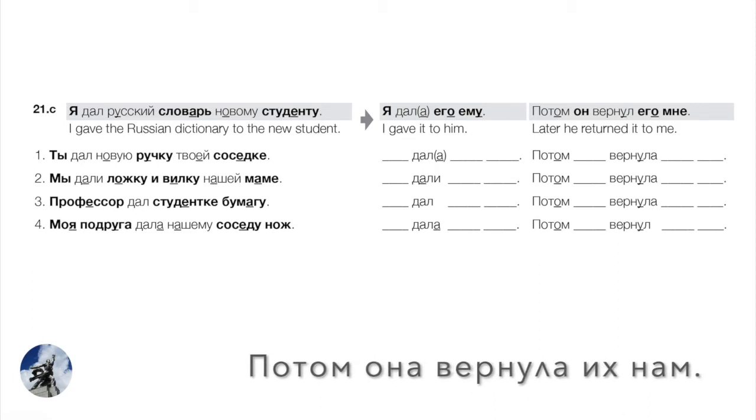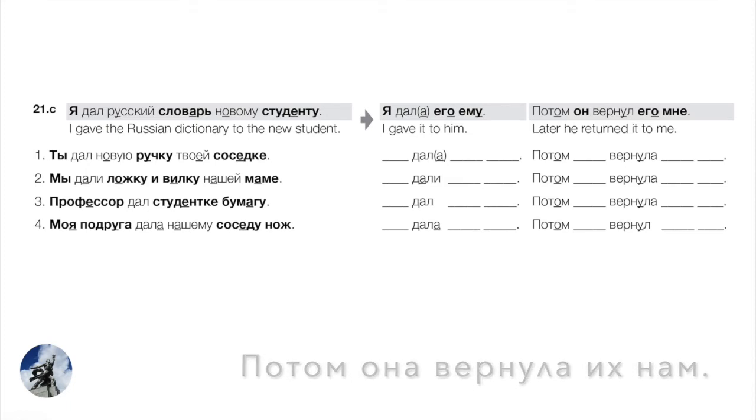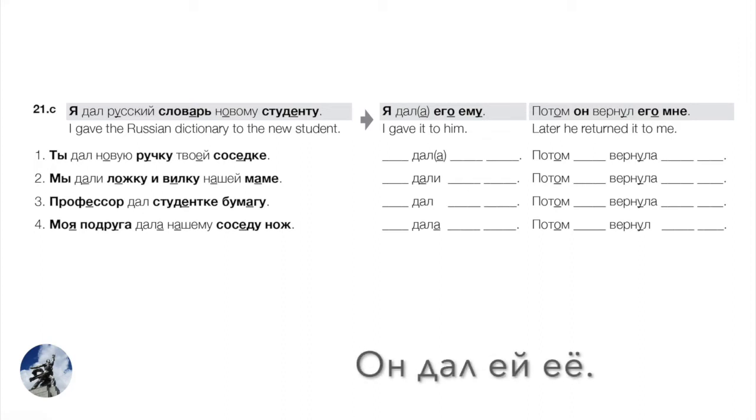Okay, three, профессор дал студентке бумагу. The professor gave to the student paper. Now note there the word order is a bit different than we had in the first two examples. We've got to watch the case endings, right? Студентке is dative and бумагу is the accusative. Okay, so let's say he gave her, it. Он дал ей ее. Okay, so we don't have any context here, but for whatever reason, бумагу is being given emphasis here. So that's a somewhat non-neutral word order.